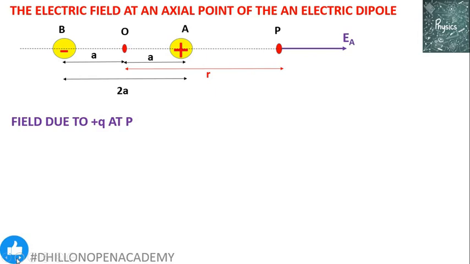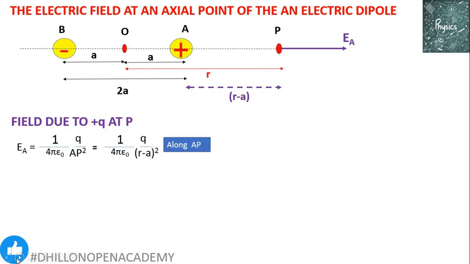So its electric field will be from A to P, given by EA vector. Its value will be 1 over 4 pi epsilon naught Q over AP square. What is the distance AP? PO distance is equal to R, OA distance is equal to A. So if we do OP minus OA, we will get this distance AP, which is R minus A. So equation is 1 over 4 pi epsilon naught Q over (R minus A) whole square directed along AP.